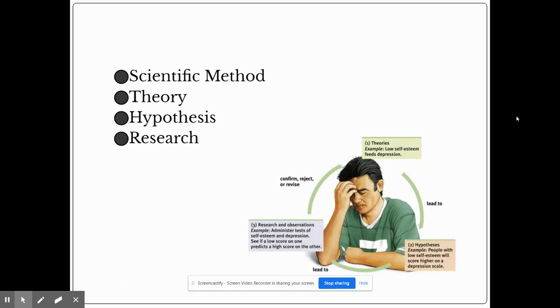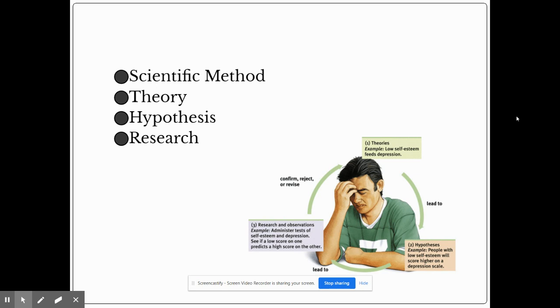Whenever we conduct research, we need to use the scientific method. The scientific method is a step-by-step approach that allows us to carry out research in a logical manner. The first thing that we need to do is we need to have a theory. A theory is just an idea. So like the picture shows here, let's say there's a theory that says that those that have low self-esteem also have depression. That creates depression.